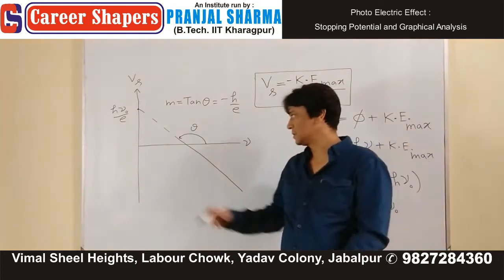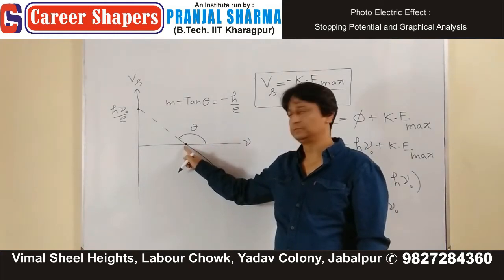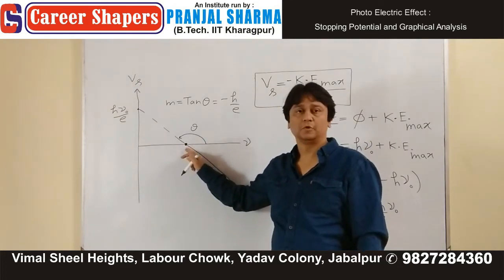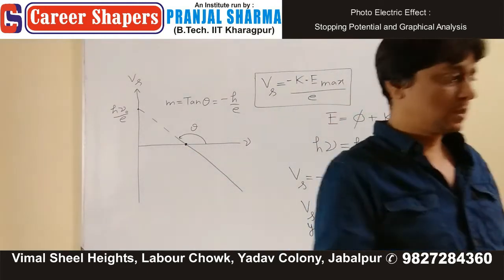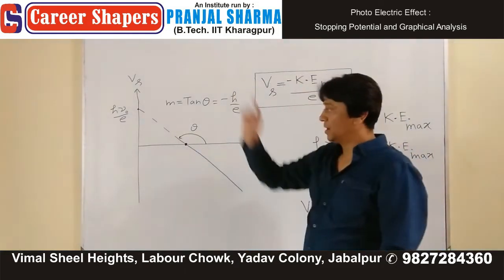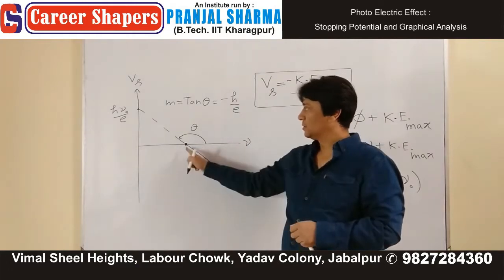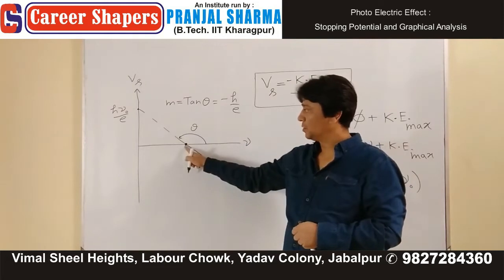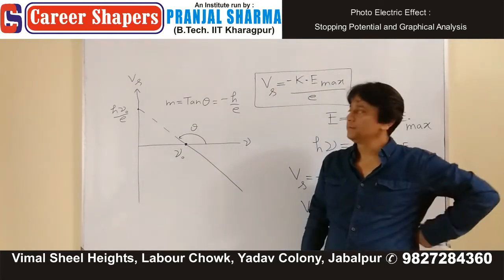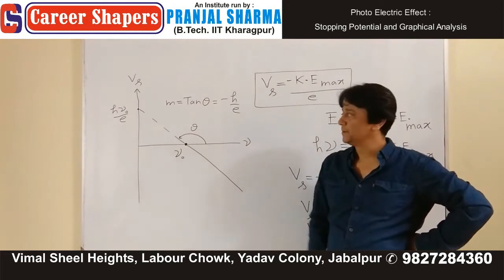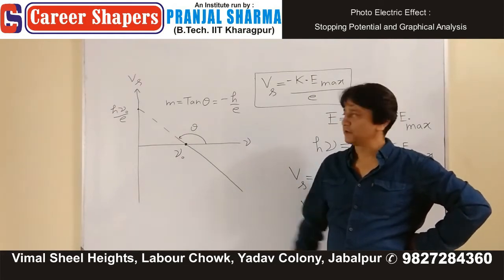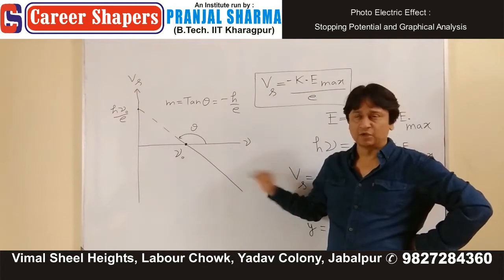Now tell me, this point corresponds to what? What is special about this point? Who will tell me? Well, definitely Vs is zero, but I'm asking, what is this point? This is nu naught. Cutoff frequency, which is also called threshold frequency. Minimum frequency which starts the photoelectric effect.